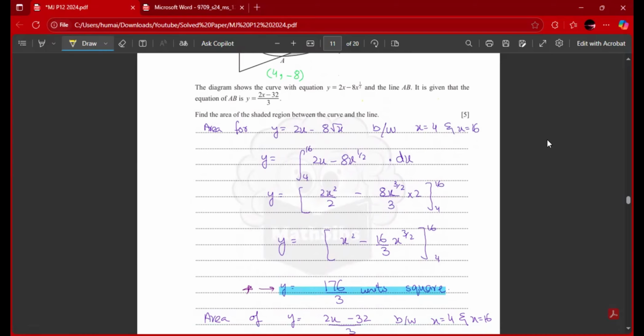We find the upper bound and the lower bound. Upper is greater, lower is smaller. Upper bound 16, lower bound 4. Put the equation of the curve in and integrate.